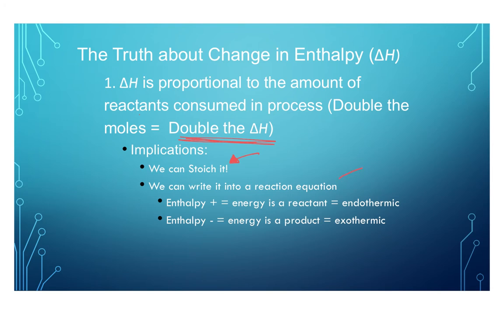Okay. We can also write it into a chemical reaction equation. If the enthalpy is positive, in other words, if it's endothermic, that means energy is a reactant because we have to put it into the chemical reaction. If enthalpy is negative, that means energy is a product. Energy gets released by the reaction, and so it's exothermic.